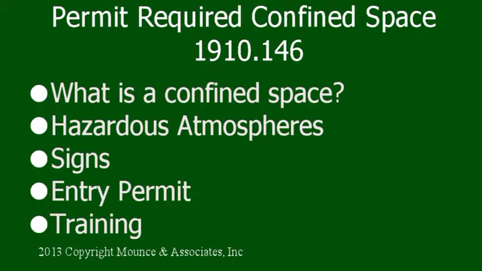Permit required confined space. A confined space is somewhere that is large enough and so configured that an employee can bodily enter and perform assigned work. A confined space has a restricted means of entry or exit and is not designed for continual employee occupancy. A permit required confined space is anywhere that has potential for a hazardous atmosphere, contains material that has potential to engulf an entrant, has an internal configuration where a person could become asphyxiated, or contains any other recognized serious health hazards.